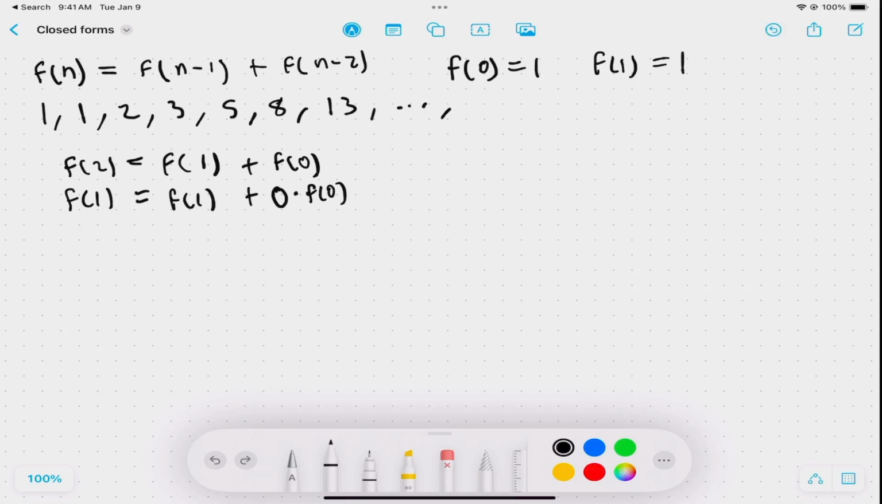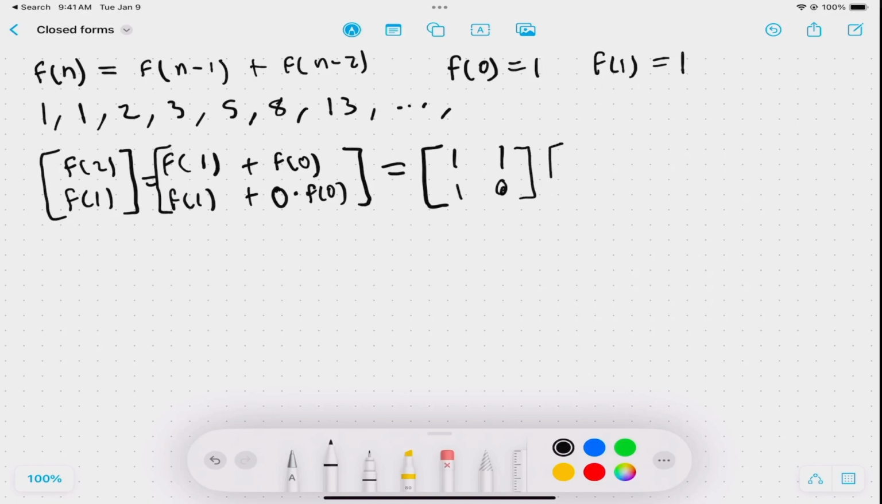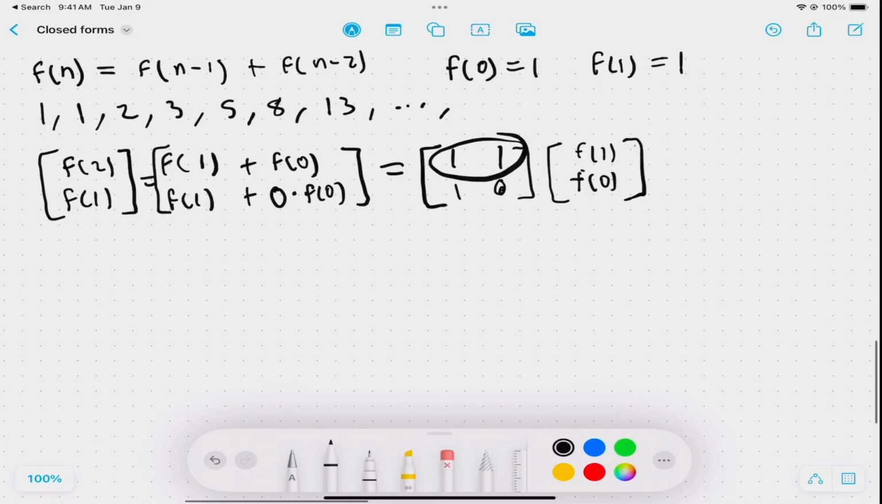And if we represent it as a vector and matrices, we can set it like this. So f of 2 is equal to this matrix, or a vector. And we can take out the coefficients so that it's 1, 1, 1, 0 times the vector f of 1 and f of 0. Because if we do the matrix multiplication here and here, we get back what's over here.